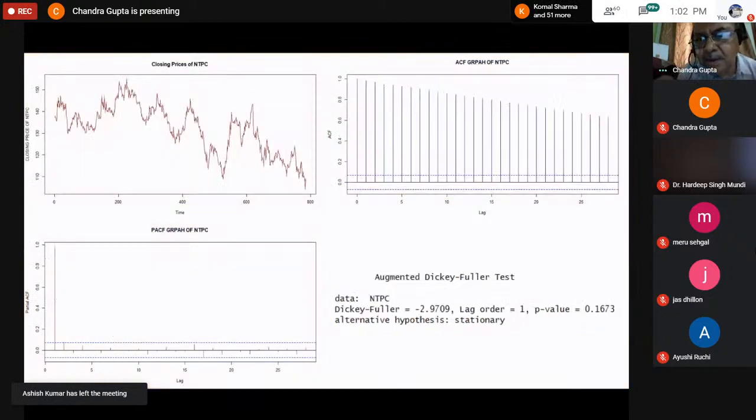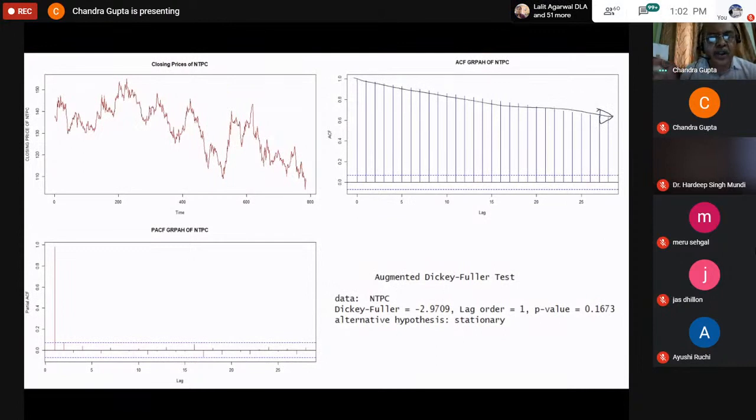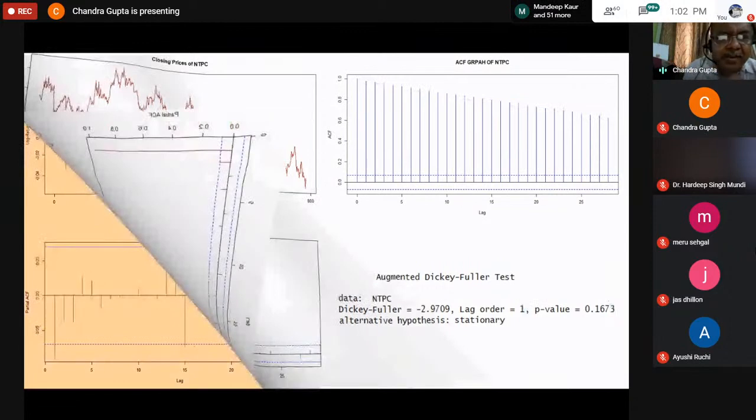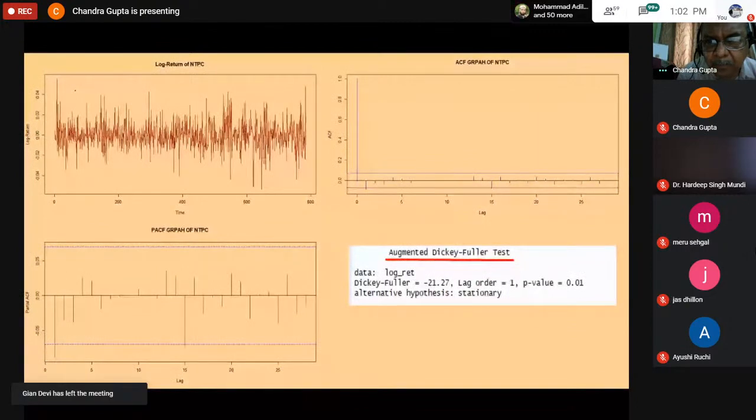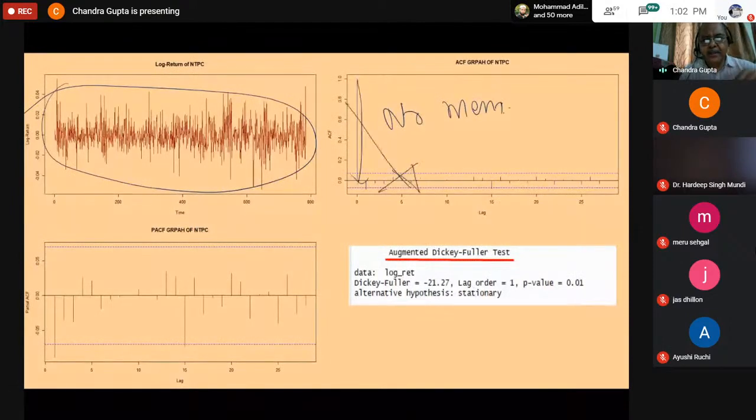And here also, it is not fading out. You can immediately jump to a conclusion: the series will not be a stationary series. And you can also verify it from the ADF test. On the other hand, if I take the log return of it, no memory, fading out immediately, you can immediately jump to the conclusion that the series is a stationary series.